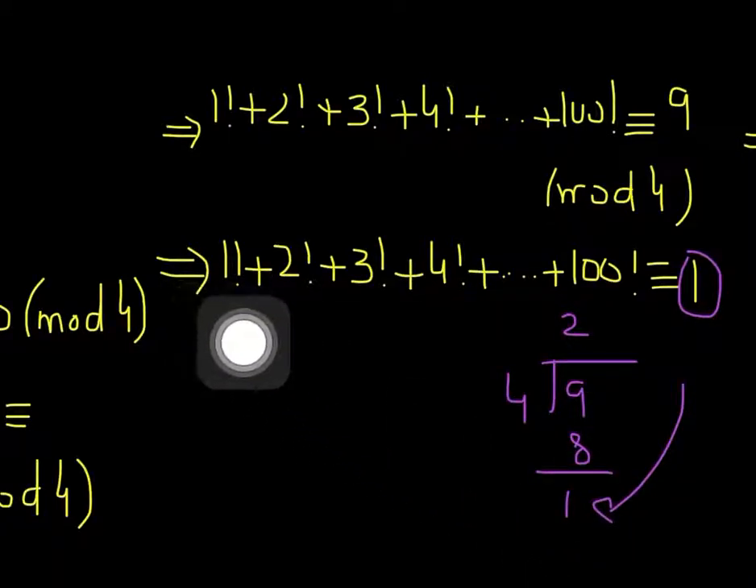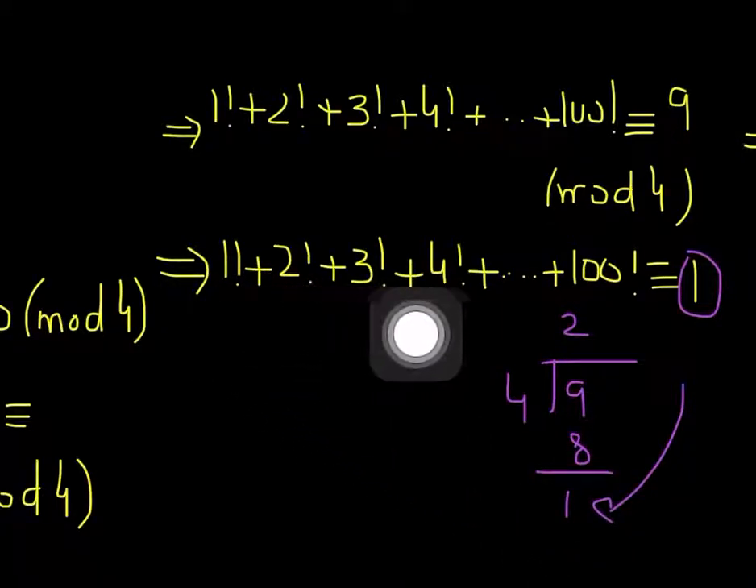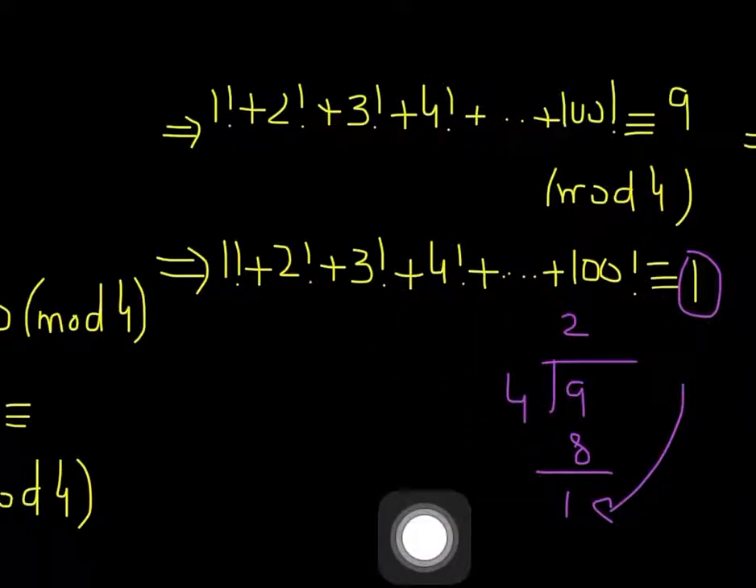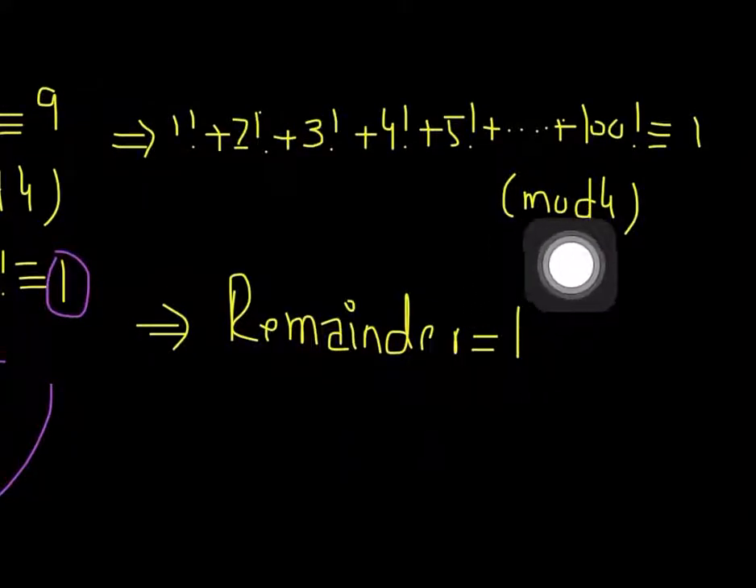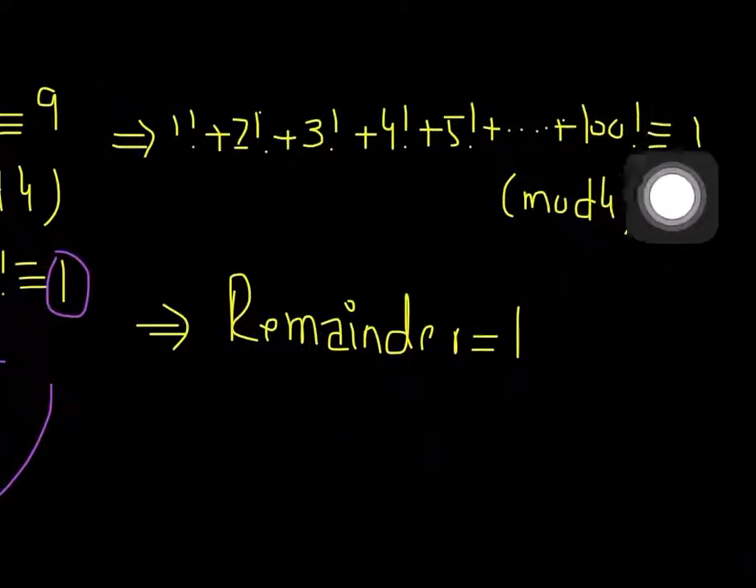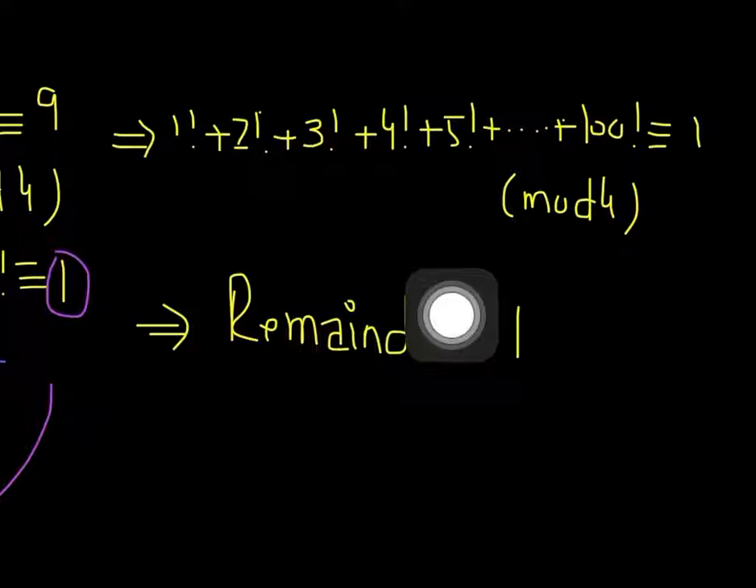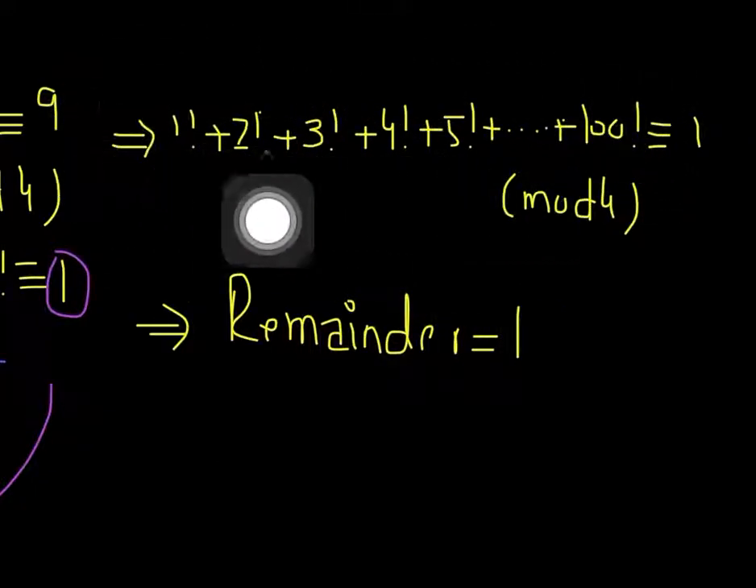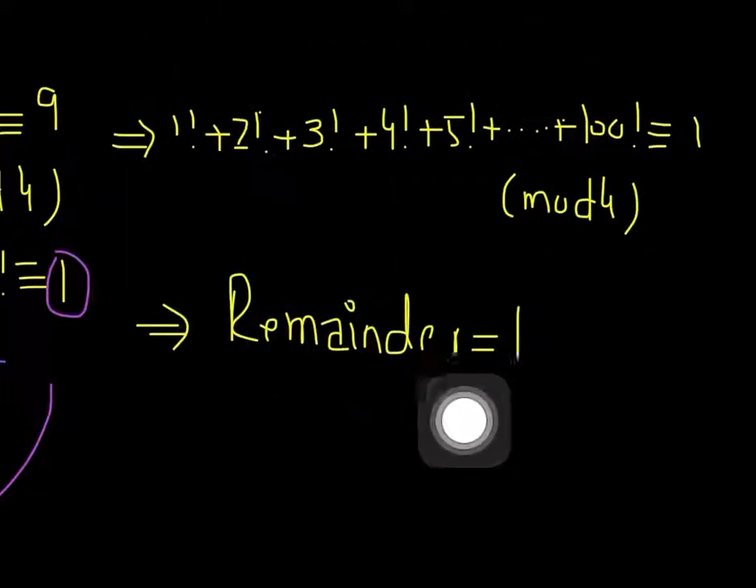So that means 1 factorial plus 2 factorial plus 3 factorial up to plus 100 factorial is congruent to 1 modulo 4. So 1 is the remainder here. In that question we have to find the remainder of this series, so the remainder of this series is equal to 1.